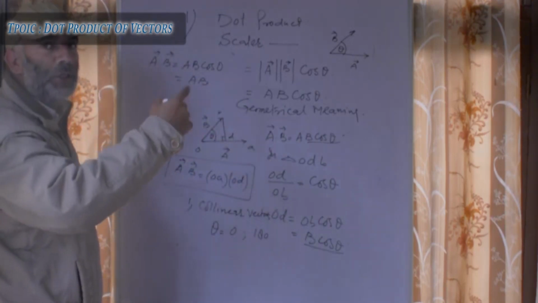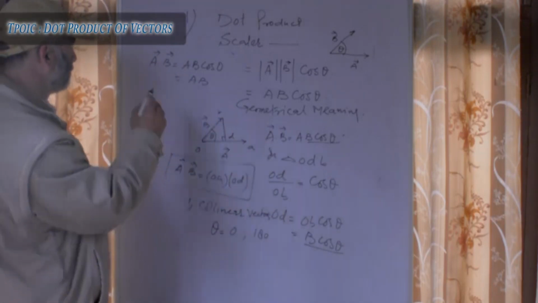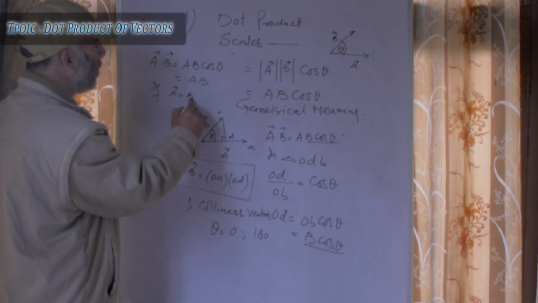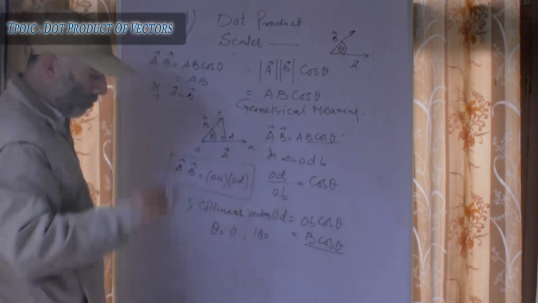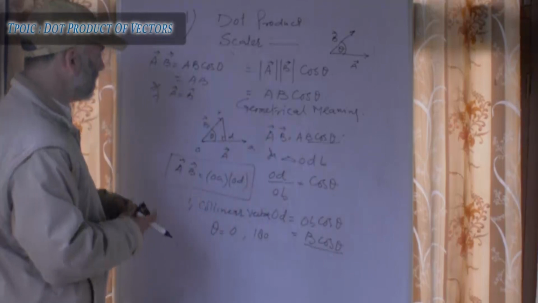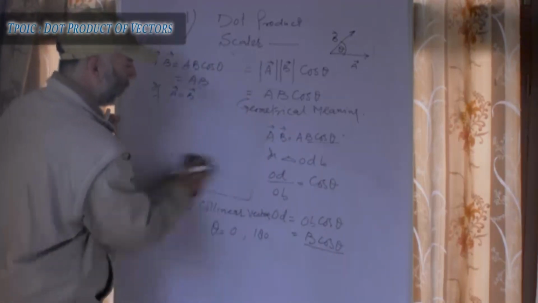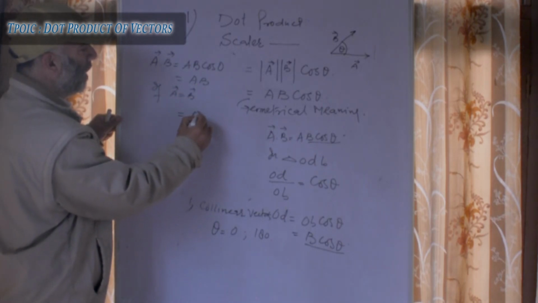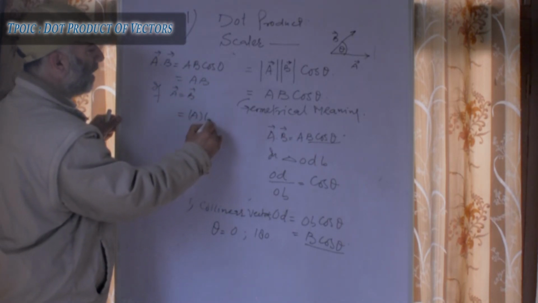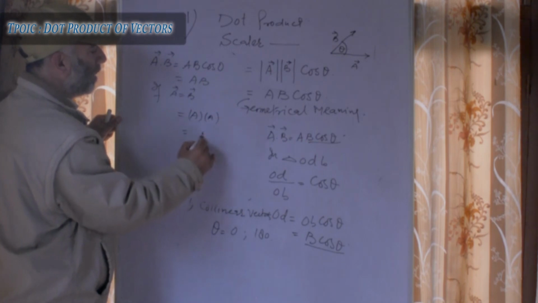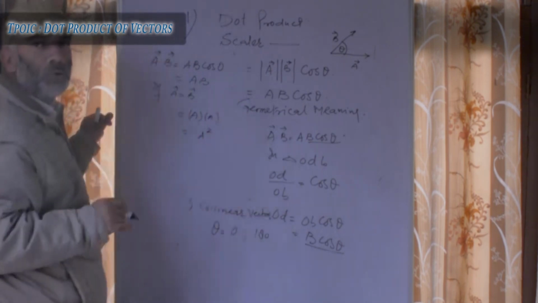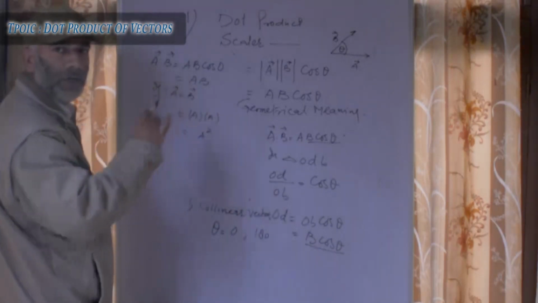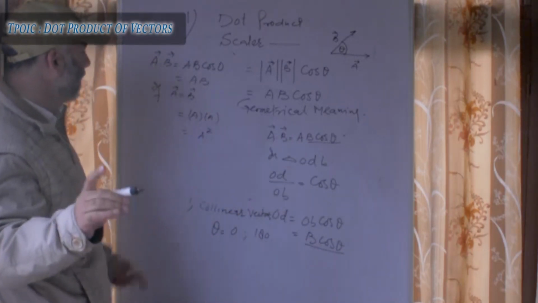If vector A is equal to vector B, that is, the dot product of two equal vectors, under these conditions it will be equal to mod of A times mod of A. So that is equal to A square, the magnitude of A square, the square of its magnitude. In case of like vectors, the dot product is equal to the square of its magnitude.